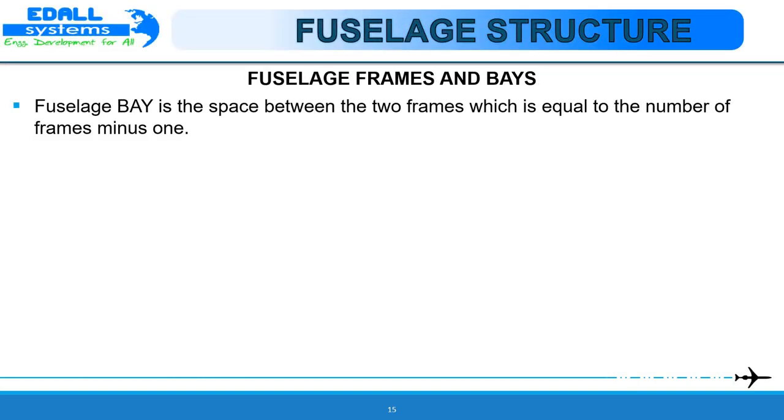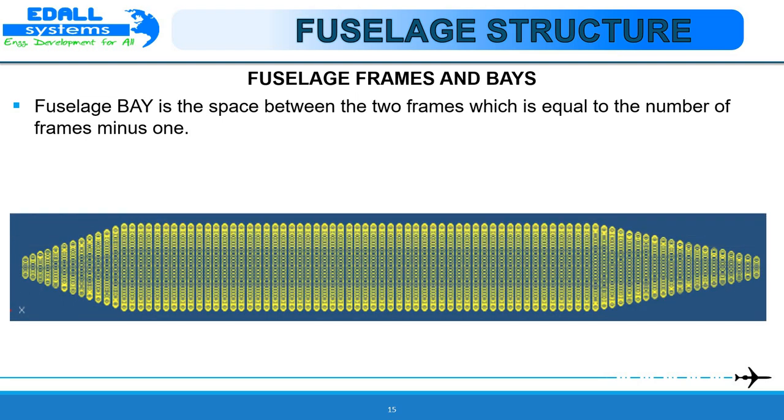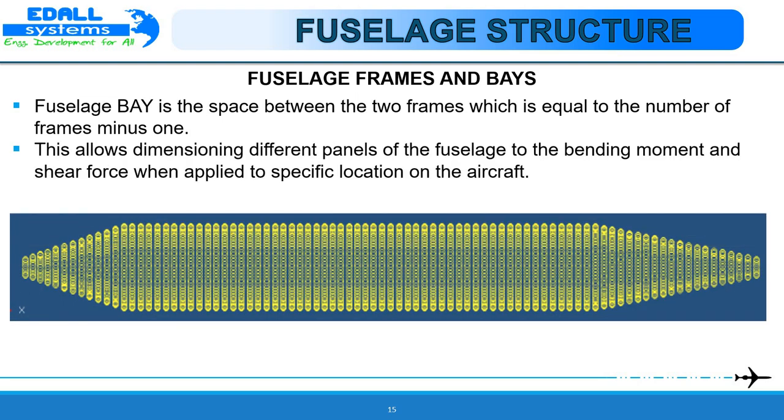Fuselage bay is a space between two frames, which is equal to the number of frames minus 1. This allows dimensioning different panels of the fuselage to the bending moment and shear force when applied to a specific location on the aircraft.